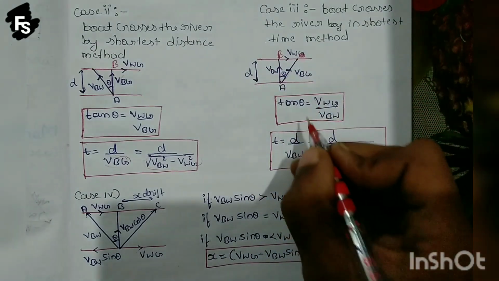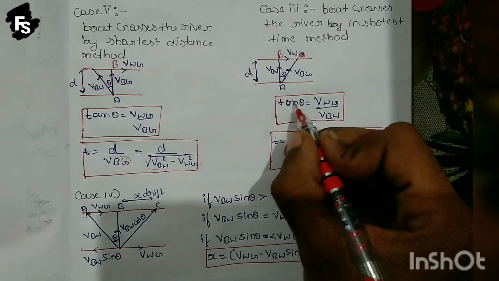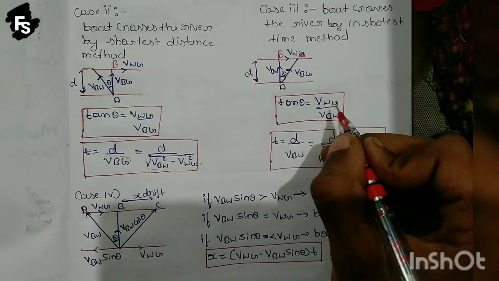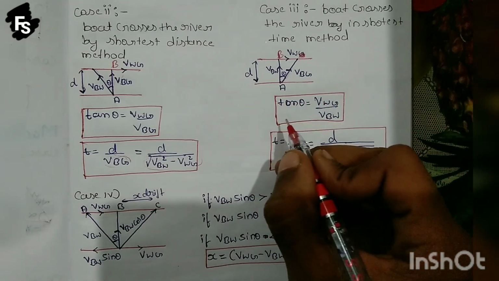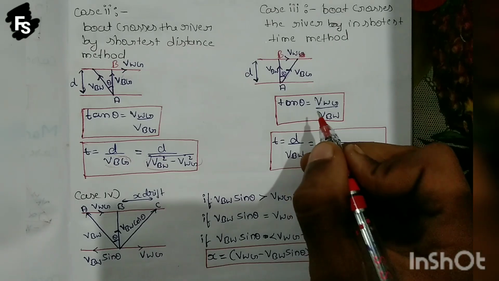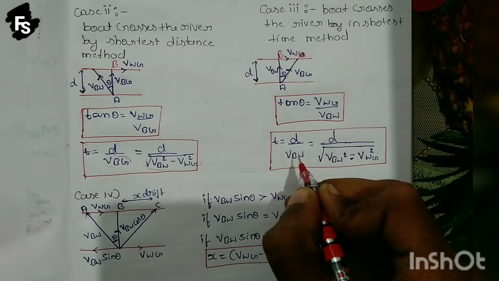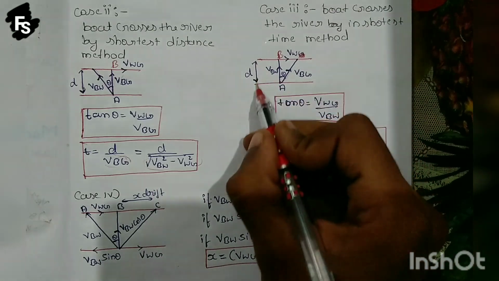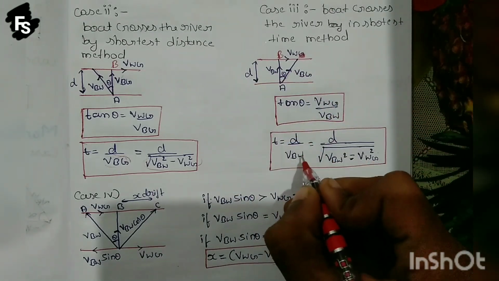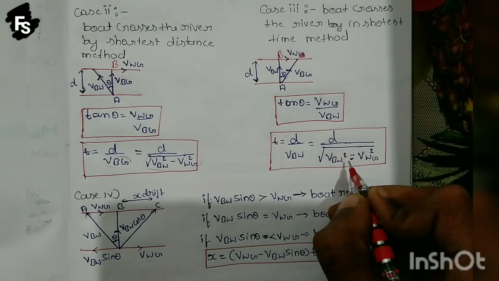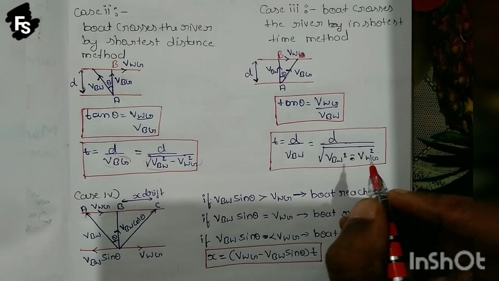Then this is the distance. How to find this angle? Tan theta is equal to velocity of water with respect to ground by velocity of boat with respect to water, according to the formula tan theta equals opposite by adjacent. Then how to find time? Time is equal to distance by velocity. Which velocity do we have to take? The one parallel to the distance. See here, the velocity of boat with respect to water. So d by VBW is equal to d by root of VBW square minus VWG square.